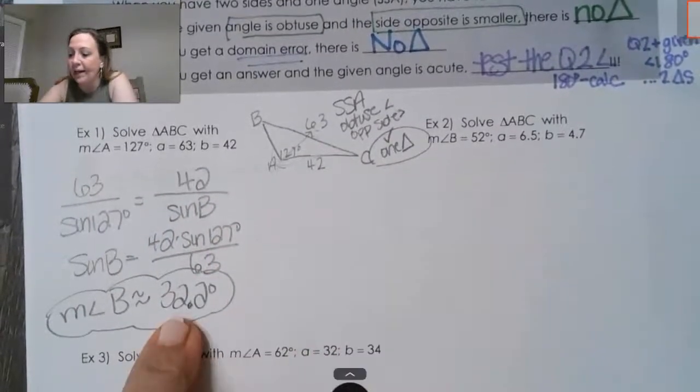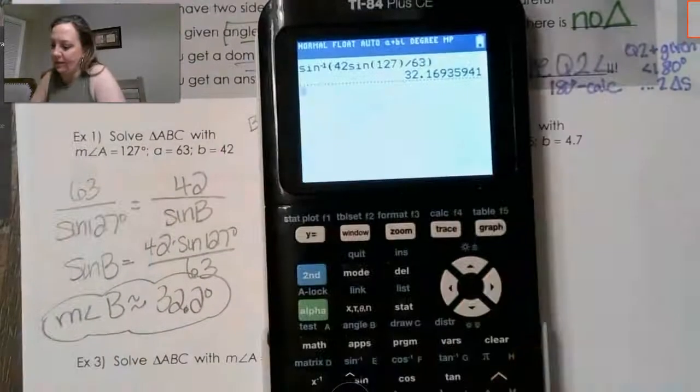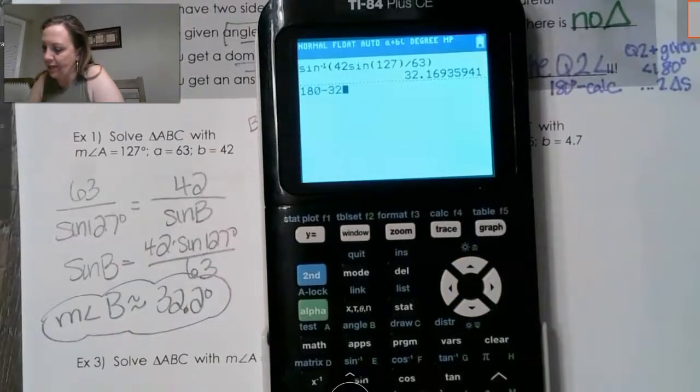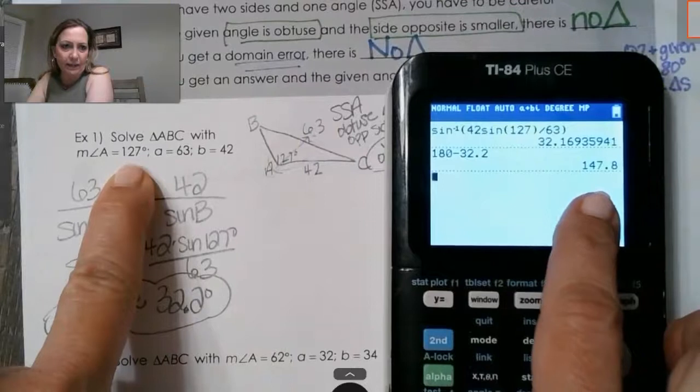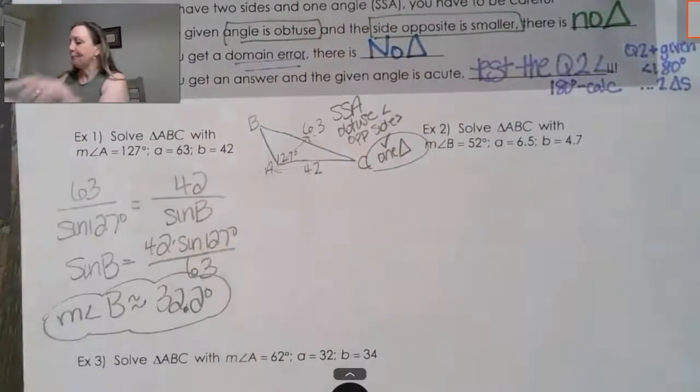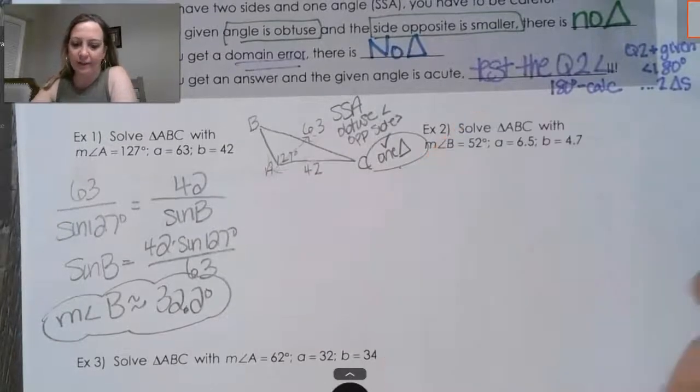Because there's one triangle, I wouldn't bother finding another angle. If you did find another angle, you would take 180 minus 32.2. Clearly we can't make a triangle with that. There's clearly not enough degrees. So again, there's just one triangle, and I'm just trying to save you from having to do that.